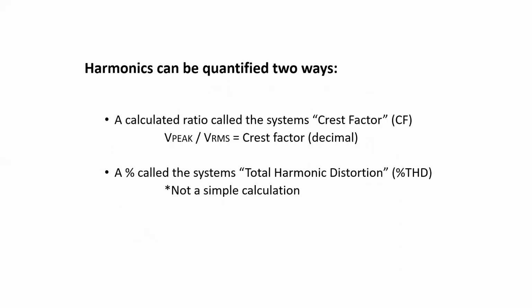Harmonics can be quantified one of two ways: a calculated ratio called the system's crest factor, abbreviated as CF. And this is the peak value divided by the RMS value. Another way we can do this is with a percent called the system's total harmonic distortion, or percent THD. And this isn't a simple calculation, but one that takes into account all the different harmonics that may be present on the line and sums it up as a nice clean percentage for us.